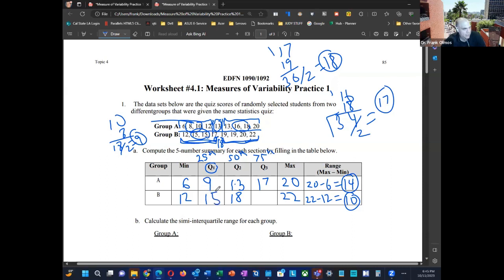Then you do the same thing for the 4 numbers above: 19, 19, 20, 22. Since it's an even set of numbers as well, you get those 2 middle numbers, 19 plus 20 is 39, and 39 divided by 2 equals 19.5.